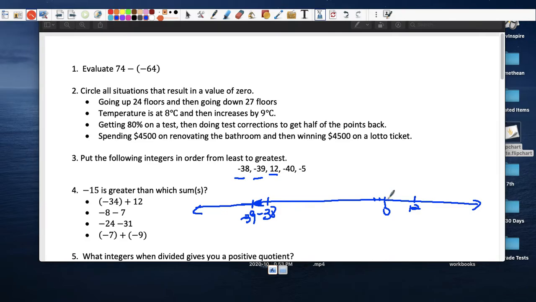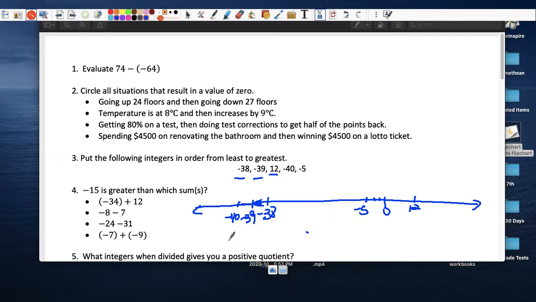-40, and again, if you are at 0, you're taking 40 spaces to the left, so that would be -1, 2, 3, 5, 20, 38, negative 38, negative 39, and negative 40. And finally, we have negative 5, and negative 5 would be very close to 0.